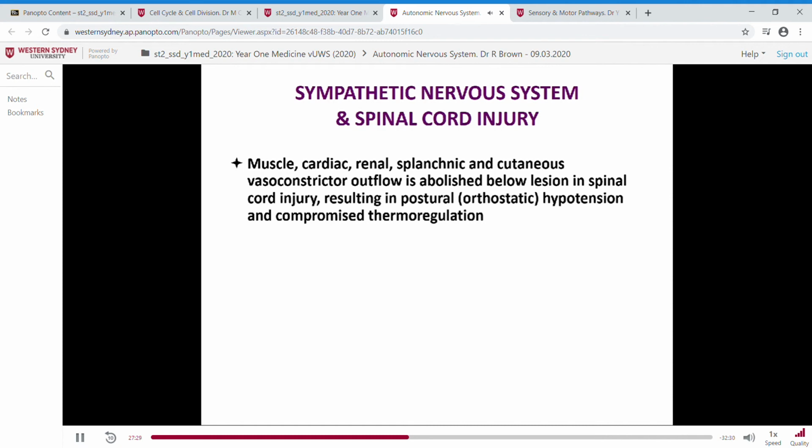So the sympathetic nervous system and spinal cord injury. So muscle, cardiac, renal, splanchnic, and cutaneous vasoconstrictor outflow is abolished below a lesion in spinal cord injury or acute lesion, a complete lesion, resulting in postural orthostatic hypotension and compromised thermoregulation. Who knows what postural orthostatic hypotension is? Has anyone heard of that? Sorry? You stand up and get one.